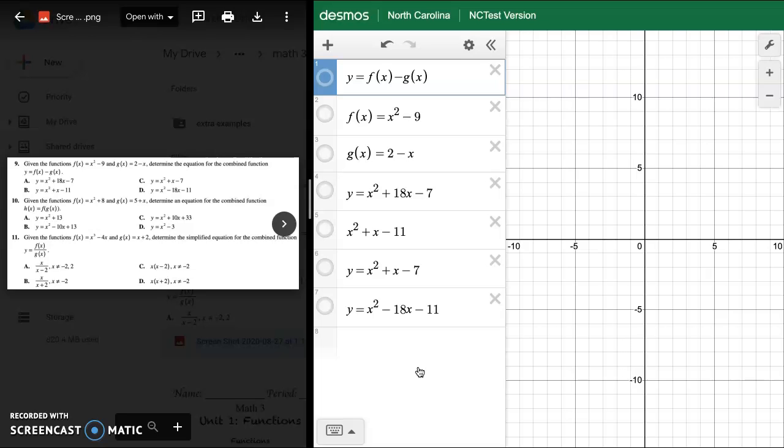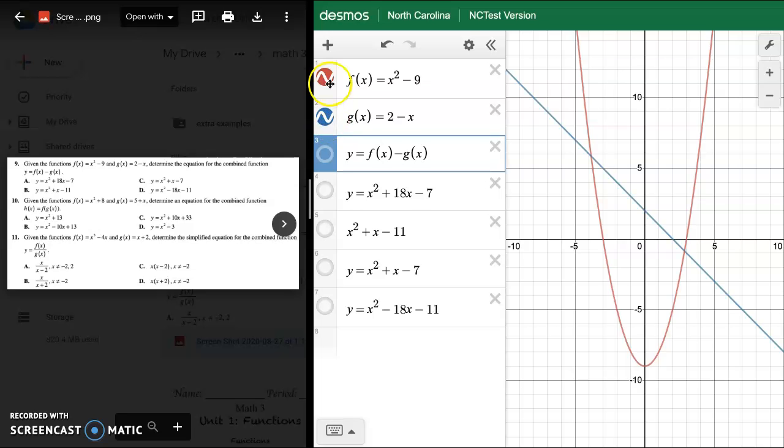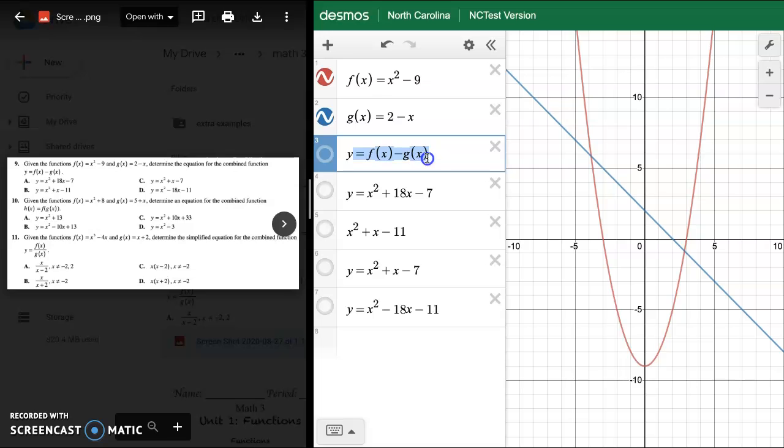Okay, the first thing I want to do, or I advise you do, is type your functions that you're given. So we're given f of x, and then we're given g of x. When you type them, they're going to pop up. They may be red, blue, green, pink, different colors. What I want you to immediately do is hide them. The reason I want you to hide them is because we're not interested in finding the solution, so we don't want to know where they intersect. We want to know what the graph looks like for my third line, or what it looks like when we subtract them.